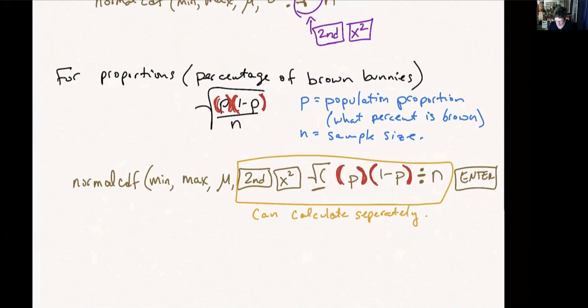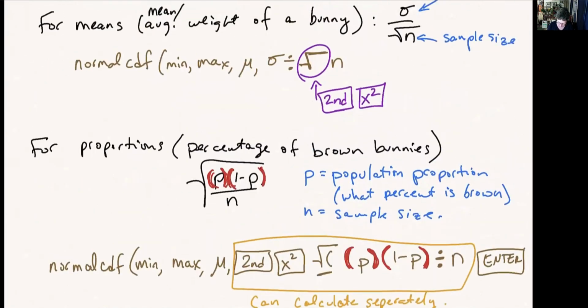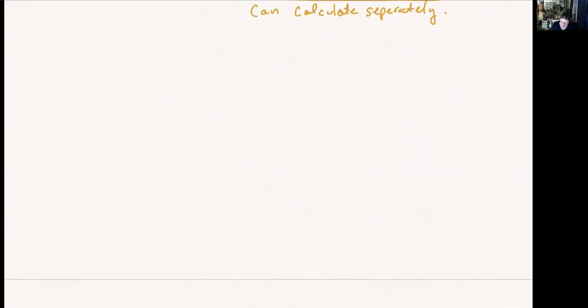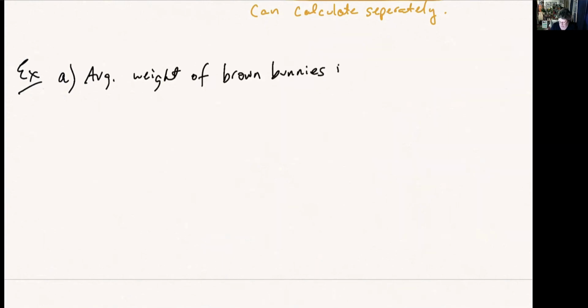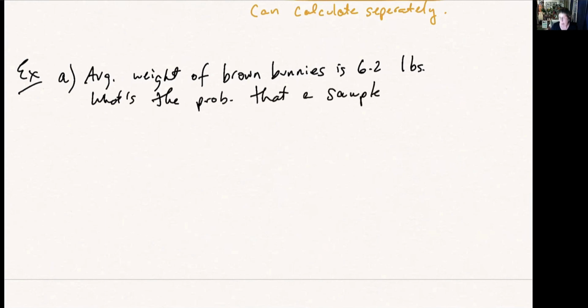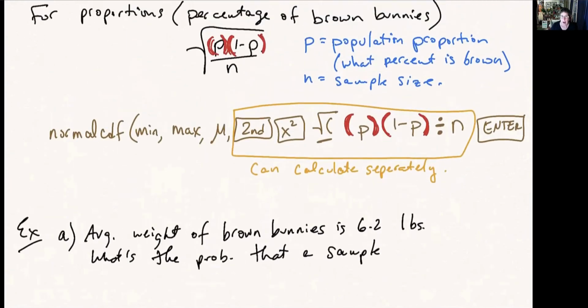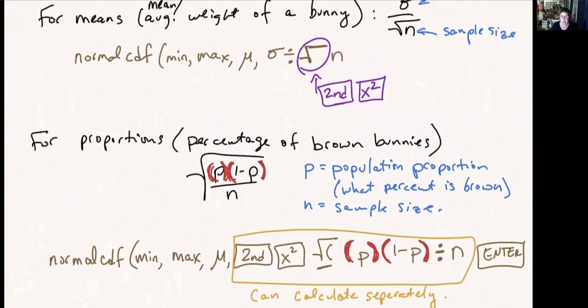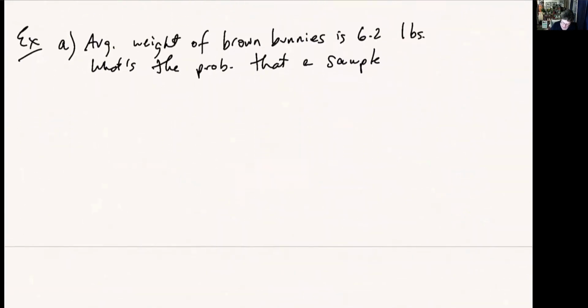So let's do a couple of examples. Let's do an example of each one of these. So let's say the average weight of the bunnies is 6.2 pounds. What's the probability that a sample, and I'm always going to be told the sample size because remember, I have to use the sample size to calculate this standard error, of 105 bunnies weighs less than 6 pounds?